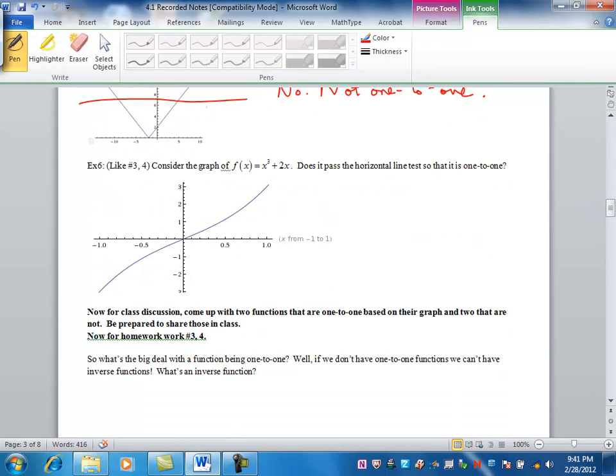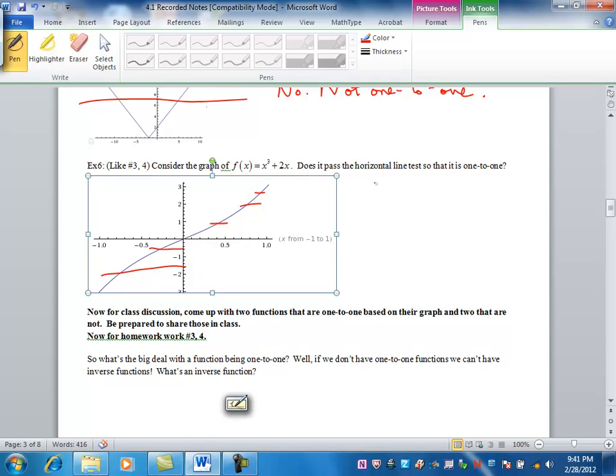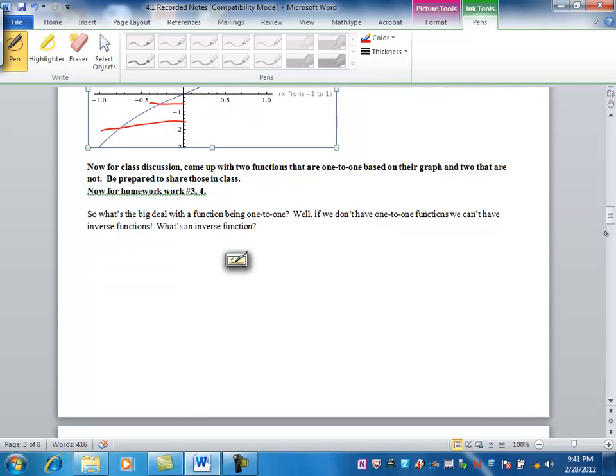Consider the graph of f of x equals x cubed plus 2x. Here you go again. Any horizontal line I want. Does it pass? No, it does not. Not one-to-one. So one thing I'd ask you to do for class discussion: come up with 2 functions that are one-to-one based on their graph and 2 that are not. And then be ready to share those in class, and you've got a couple homework problems here.